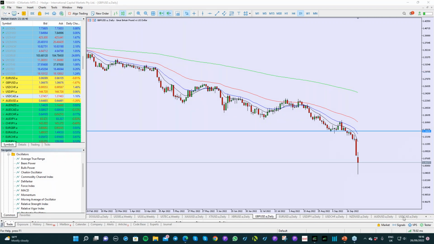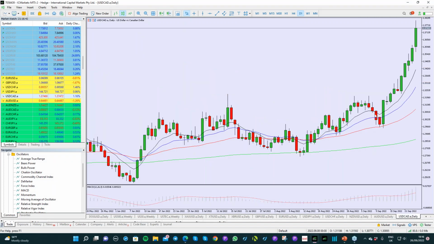So going back to this chart here, this dollar CAD chart, I can see that price is in an uptrend. From this point here, there's my higher high, there's my higher low, and from this point here, my moving averages are in the correct order and all pointing upwards.